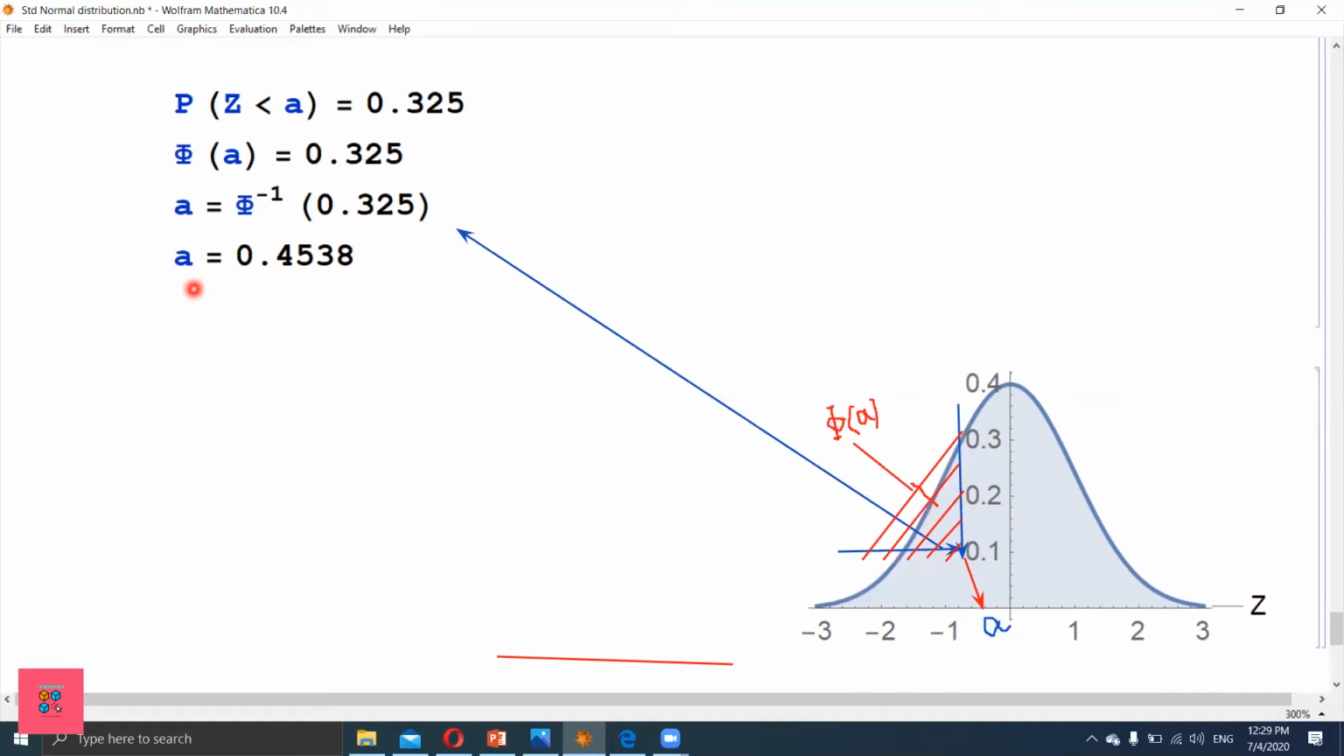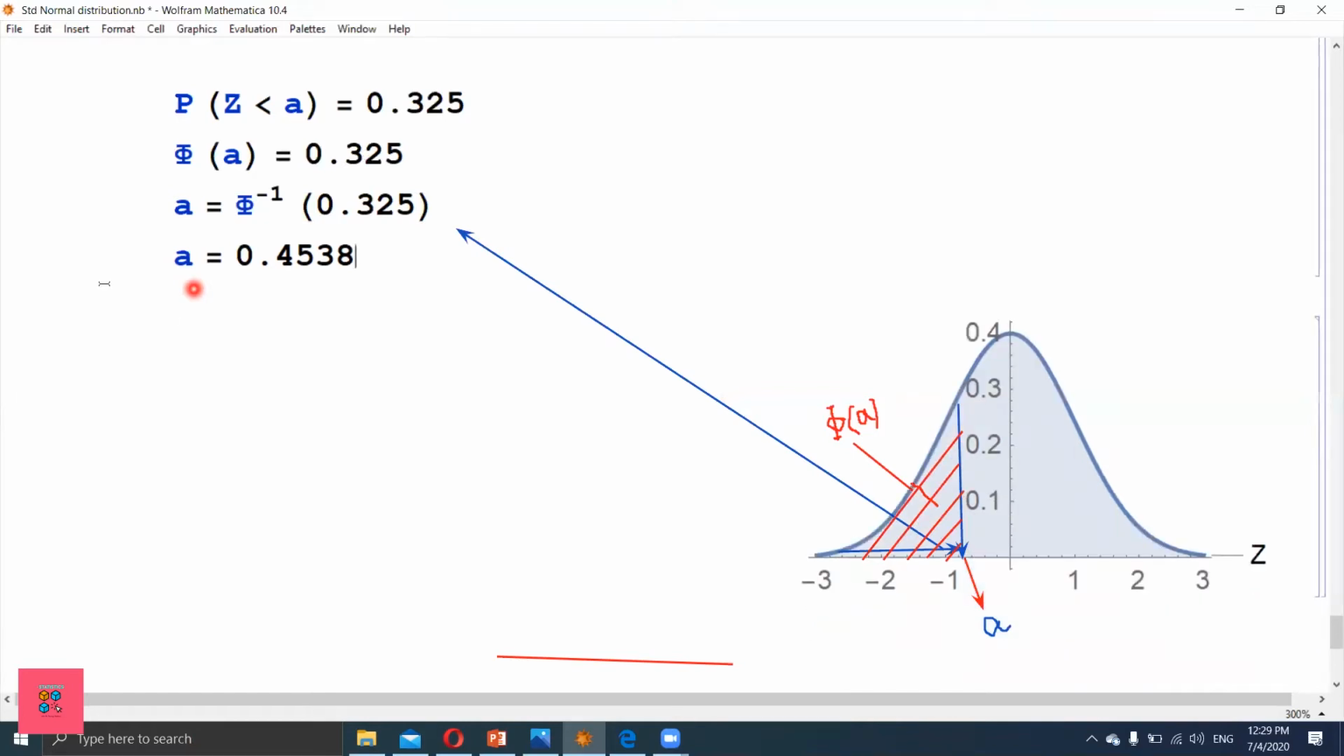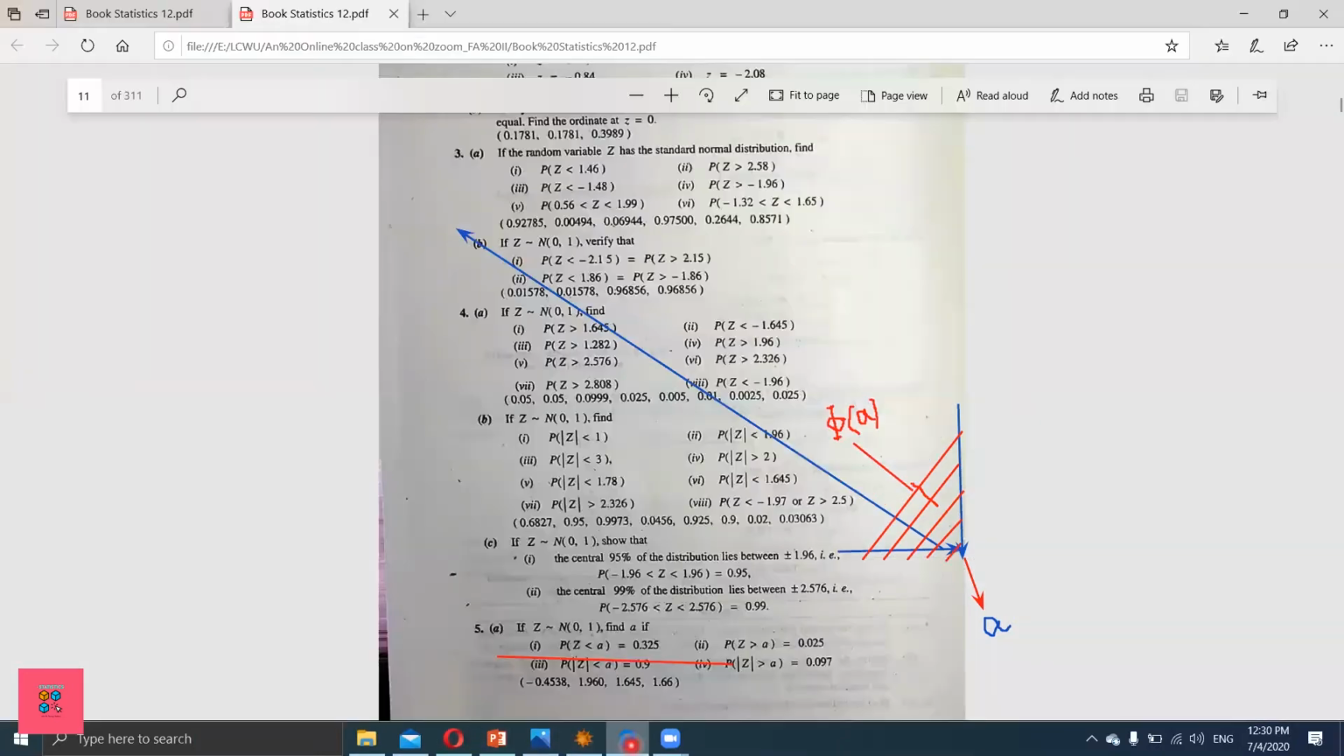As we know that A is on the left side of the figure. If it's on the left side of the figure, it means A must be negative, and from table 10A we can also verify that its value should be negative.